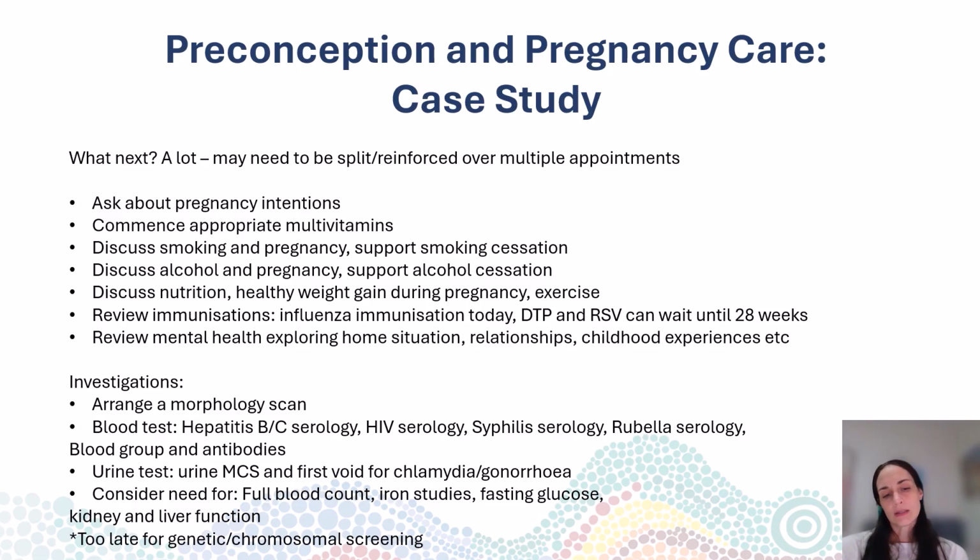We also need to consider the need for a full blood count, iron studies, fasting glucose, and kidney and liver function, just because Sarah may not have had these done in the past 12 months, and we want to assess for any underlying concerns that may affect her pregnancy. Now, it's important to note here that it is too late to consider genetic and chromosomal screening. We would be looking more at the morphology scan to see if there's any concerns there. And obviously, if there is any issues, we would refer to a tertiary centre.